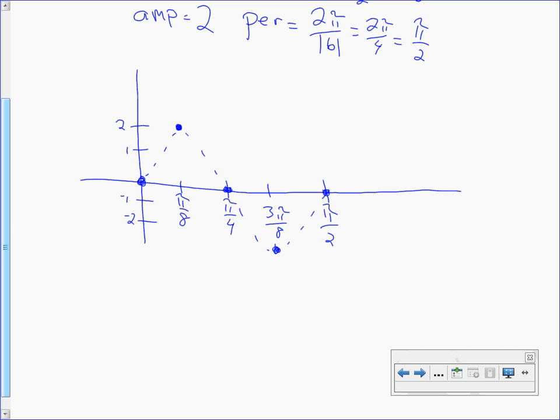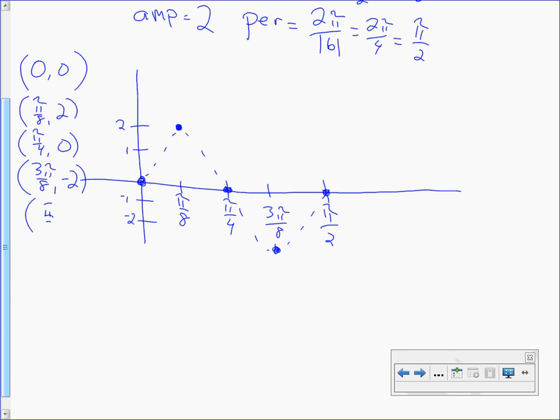Now here's where I'm going to hold you accountable. This is the newer thing I'm asking you to do. I want you to list these 5 ordered pairs. These are your original points: 0, 0; pi over 8, 2; pi over 4, 0; 3 pi over 8, negative 2; pi over 2, 0. All I did here was just list those 5 points that I just plotted. Does that make sense?